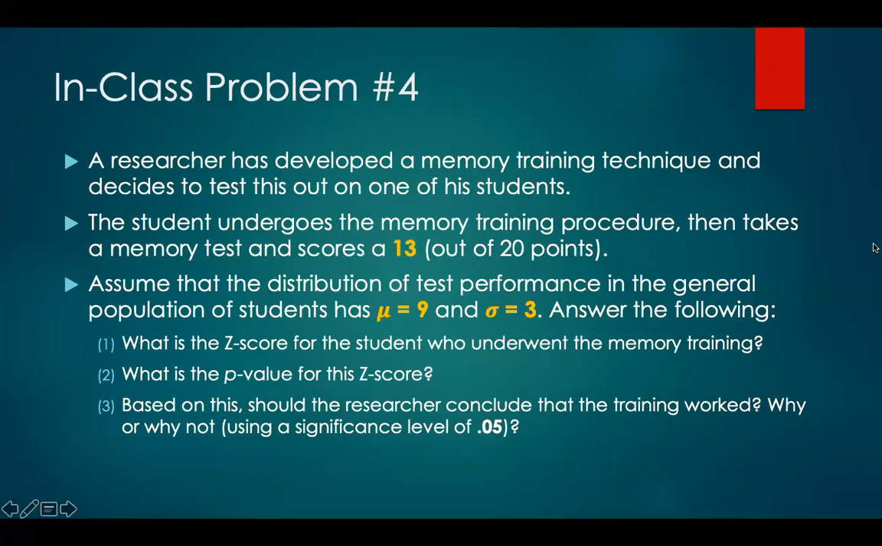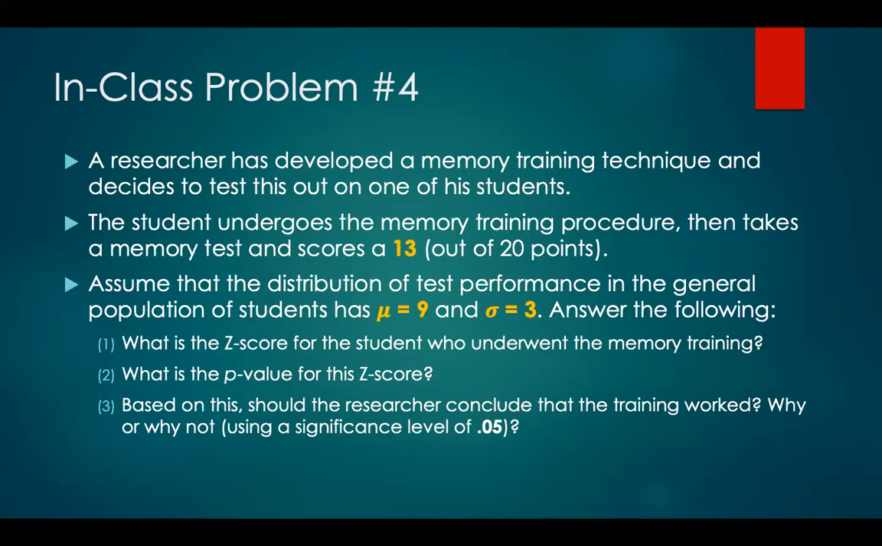And I'd like to leave you all with an in-class problem for you to work through, similar to what we did with the vitamin baby example. So a researcher has developed a memory training technique and decides to test this on one of his students. And the student undergoes the memory training procedure and then takes a memory test and scores a 13 out of 20 points. Now let's assume that the distribution of the test performance in the general population of students has a mean of 9 and a standard deviation of 3. So that again is our null hypothesis distribution.